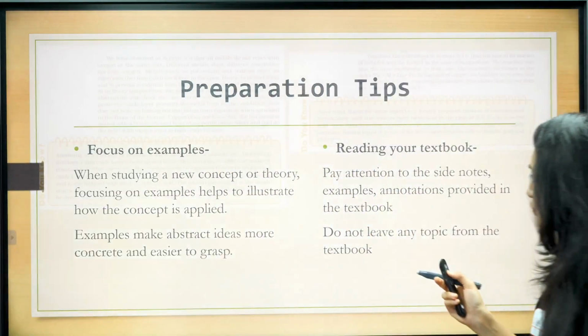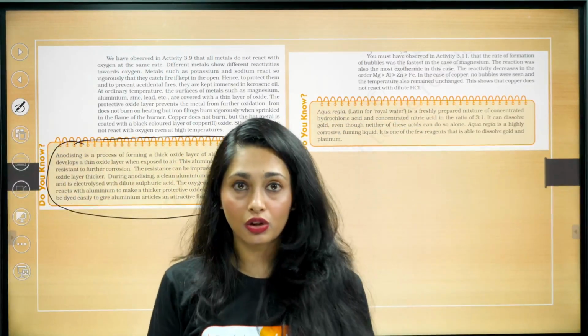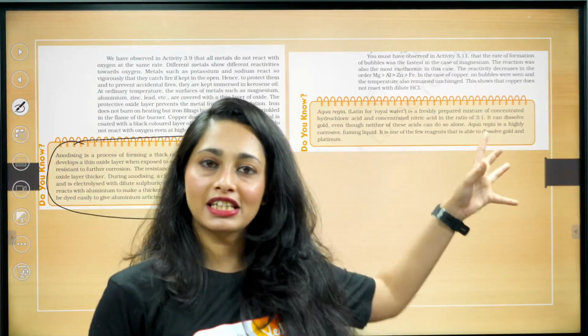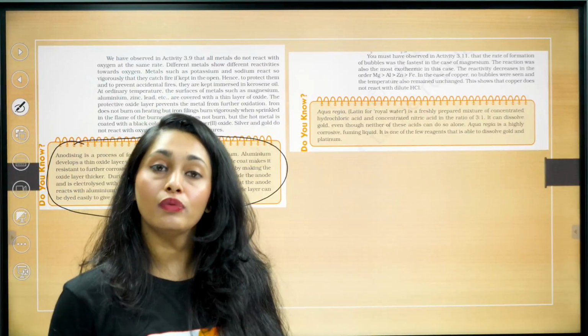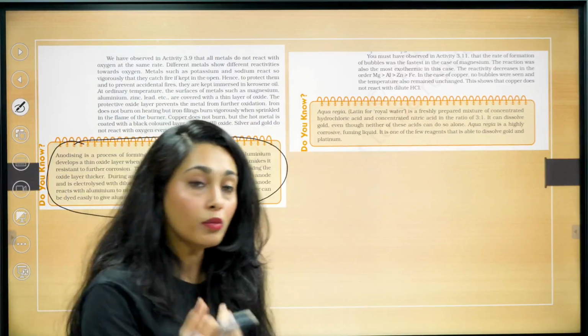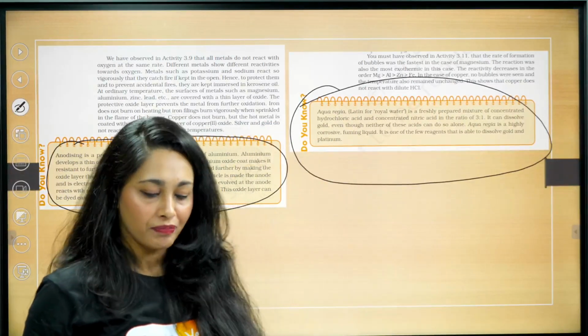For example, here we have anodizing. Anodizing is a very important concept. You cannot skip this just because it's in a box. Here also aqua regia. They could ask you a 1 mark question or a 2 marks question. You cannot possibly skip this just because it is in a box.